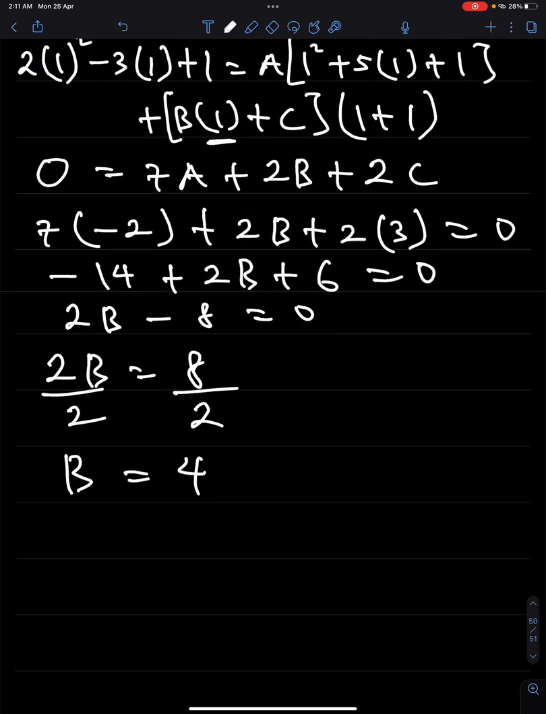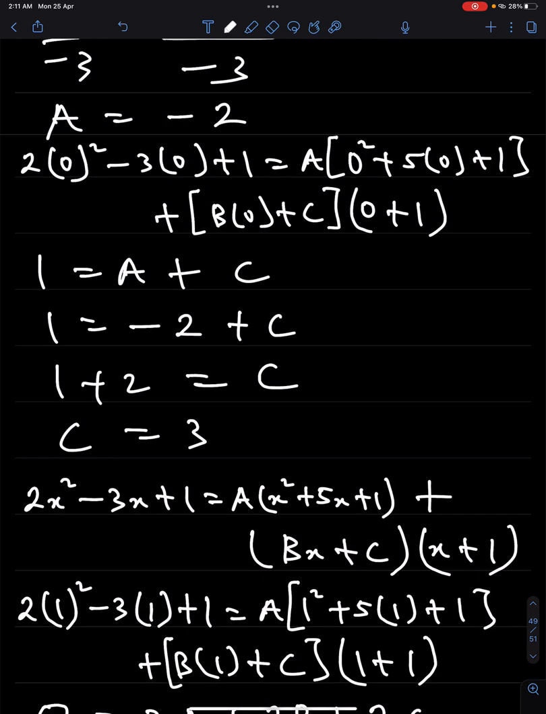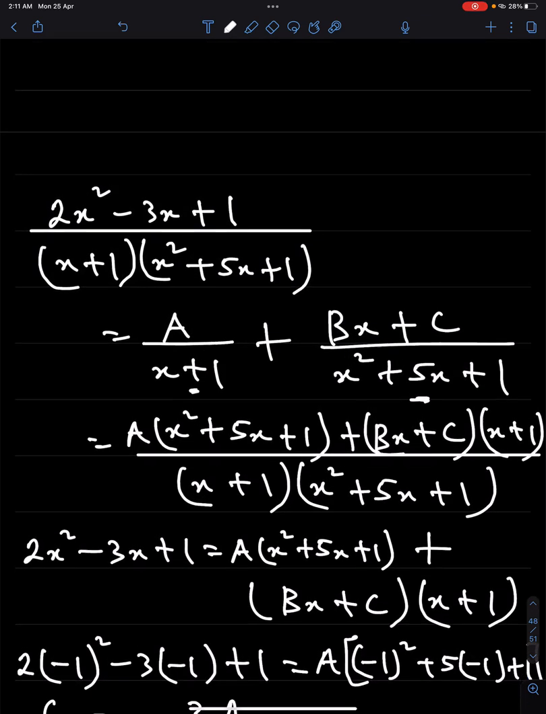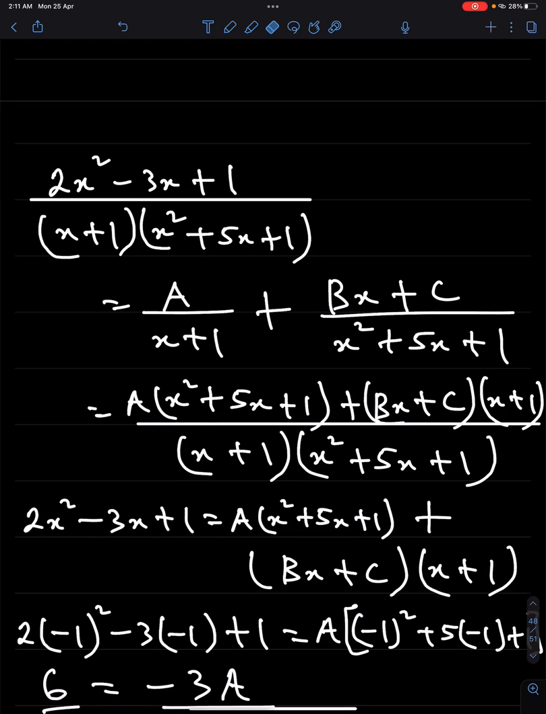B equals 4. Now we've got all of the constants. Yeah, the constants are a, b, and c, and we've got all of them. So we can now write the partial fractions.